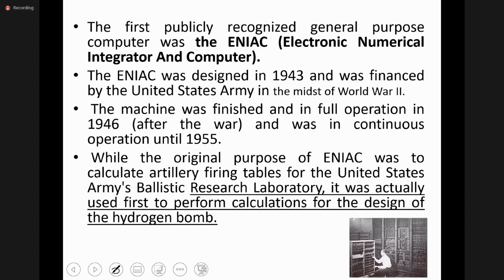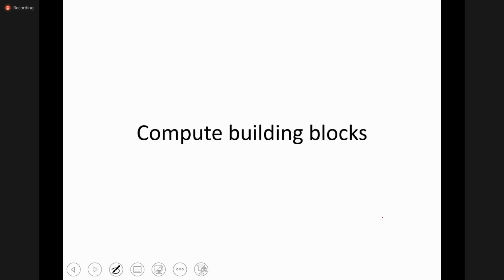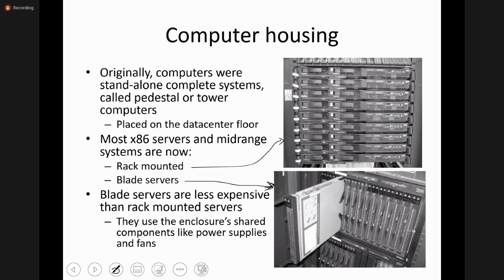The first computer in the world we call ENIAC, the Electronic Numerical Integrator and Computer. This was the first computer which existed, and it was designed based on vacuum tubes. This picture is an example of that computer. We will talk about the servers. How can we classify the servers in the mid-range? Now we are talking not about the mainframe, not the x86.